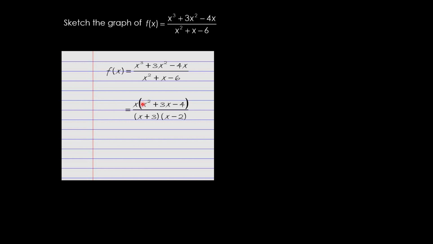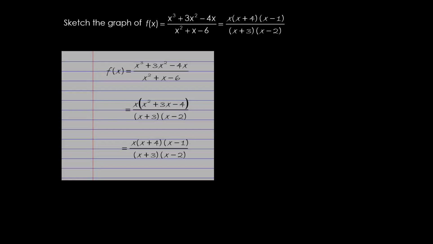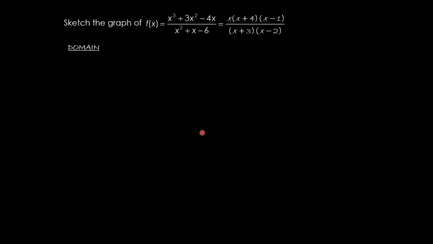We can further factor the numerator here. It's a trinomial, looking for numbers that multiply to -4 and add to 3, and those numbers are 4 and -1. So we can rewrite that numerator as x times x plus 4 times x minus 1, and our denominator is still x plus 3 times x minus 2. And that gives us the factored form for our function. So let's start talking about some of its characteristics, beginning with its domain.